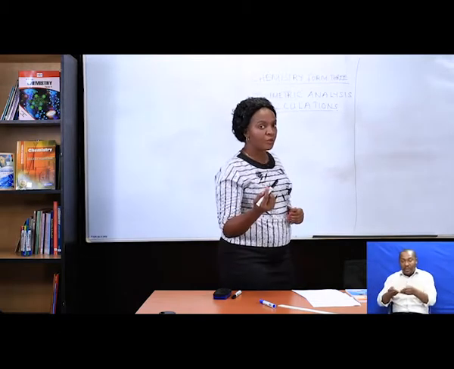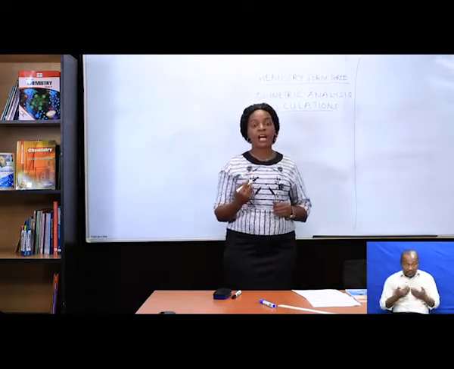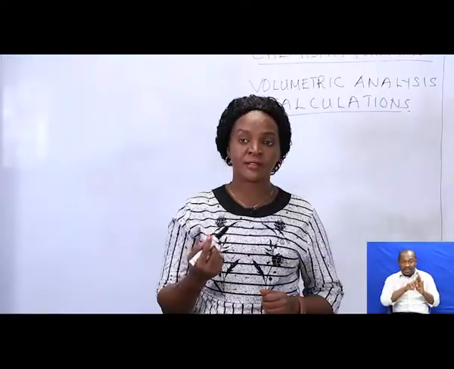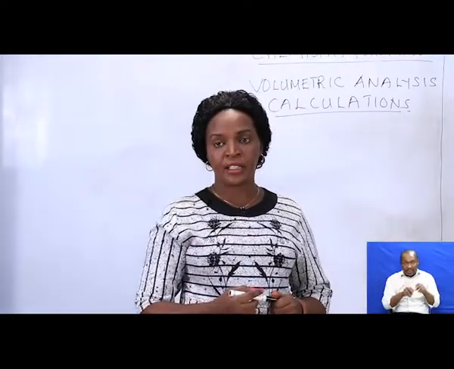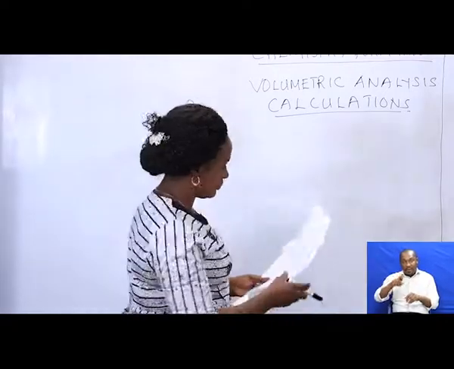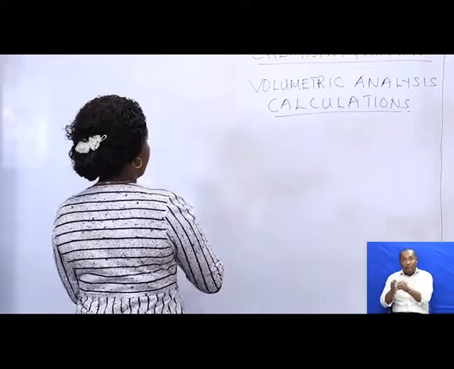So today we are going to see an example of how we use volumetric analysis to calculate the relative atomic mass of a given element in a given compound. So, example.